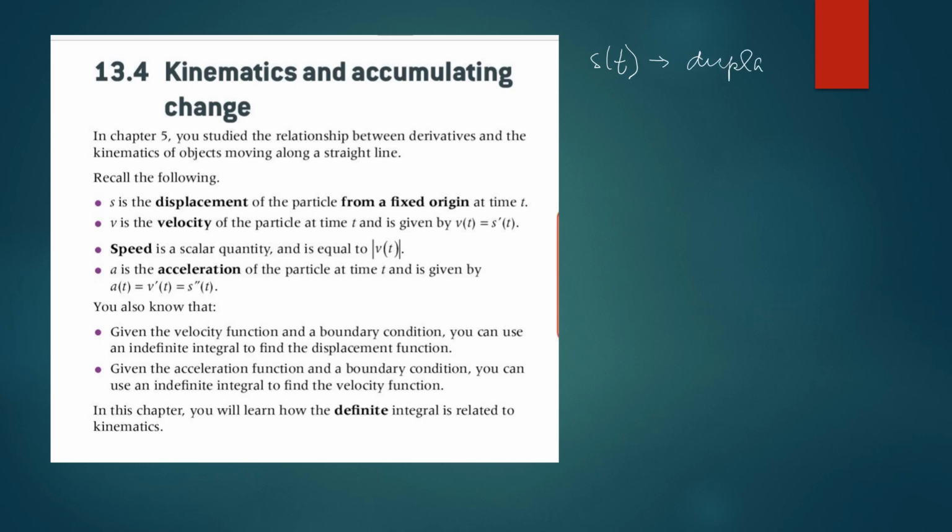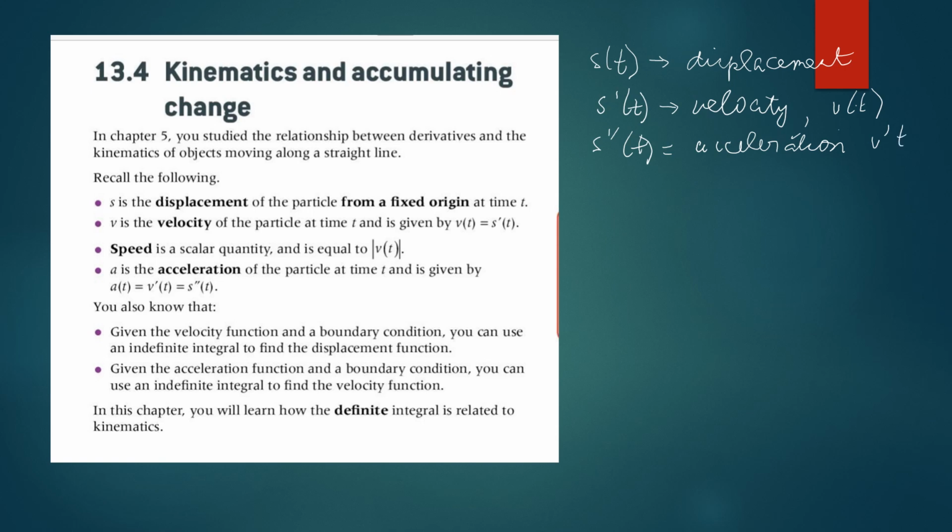If we find the first derivative of that, we will have velocity, or we can write it also as v of t. Now, if we get the second derivative of this, then we shall have acceleration, which can also be written as v prime of t. Please take note of the difference between velocity and speed.